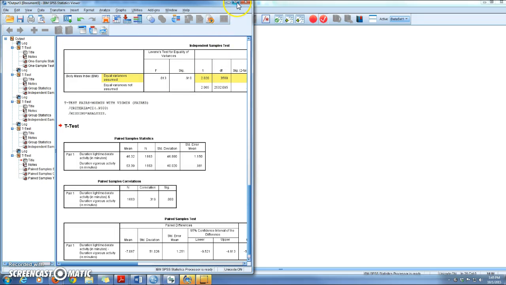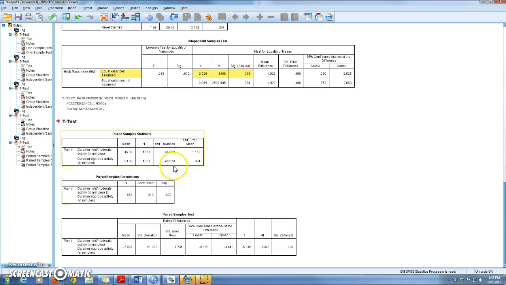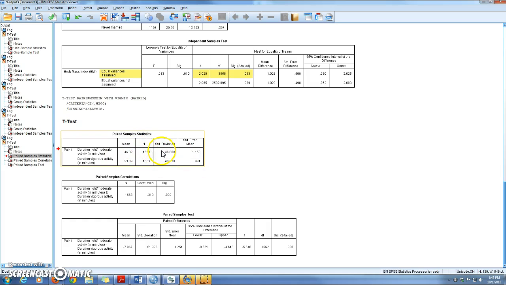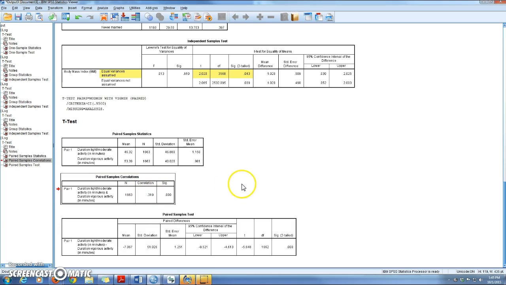So this is one we haven't looked at before, so the output looks slightly different. You can see here, this part really looks familiar by now, so they've got just the descriptive data for duration of light moderate activity or mod minutes, and then vigorous minutes, same number of people, which makes sense, right, because it's paired data, and then here's the standard deviation. This tells us what the correlation is between these variables, and that's something that we'll be working on in the future, so I'm going to ignore that for right now.